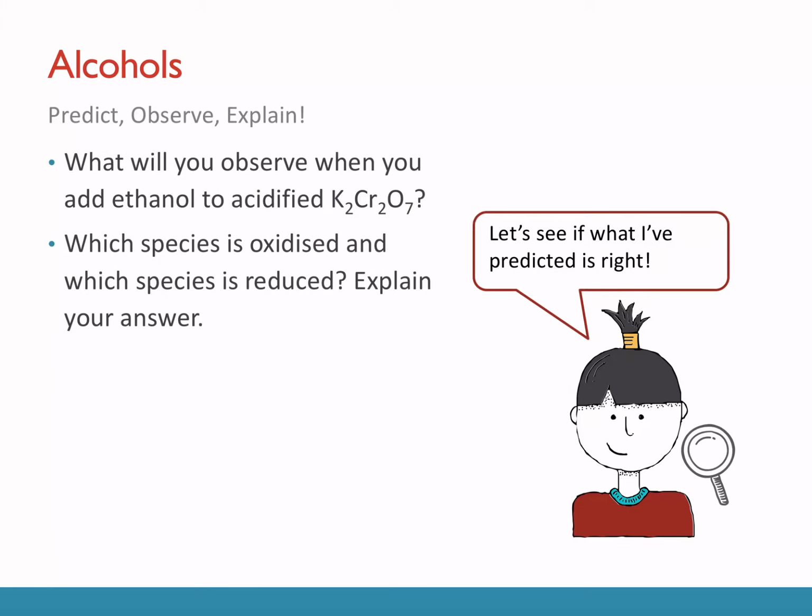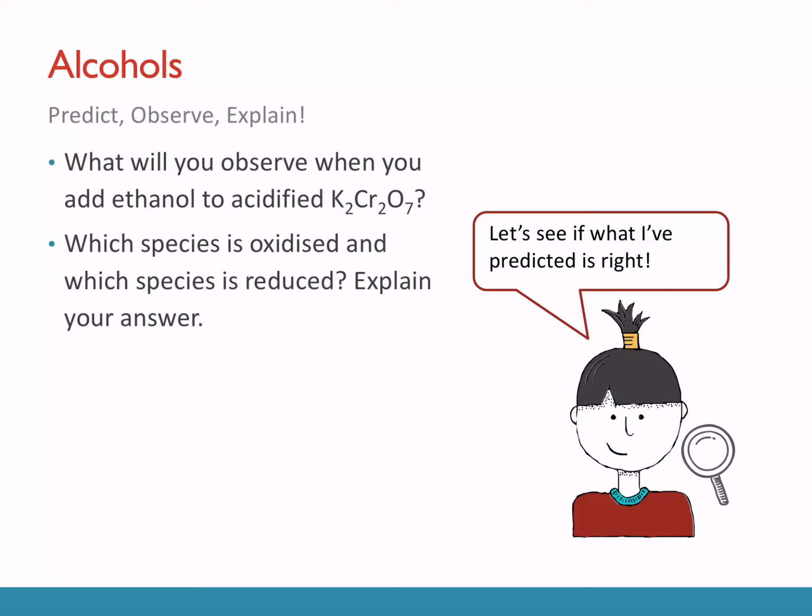Okay, what will we observe when we add ethanol to acidified K2Cr2O7? Which species is oxidized and which species is reduced? Can you explain your answer? Now try this yourself first because we have already learned about K2Cr2O7 as an oxidizing agent.